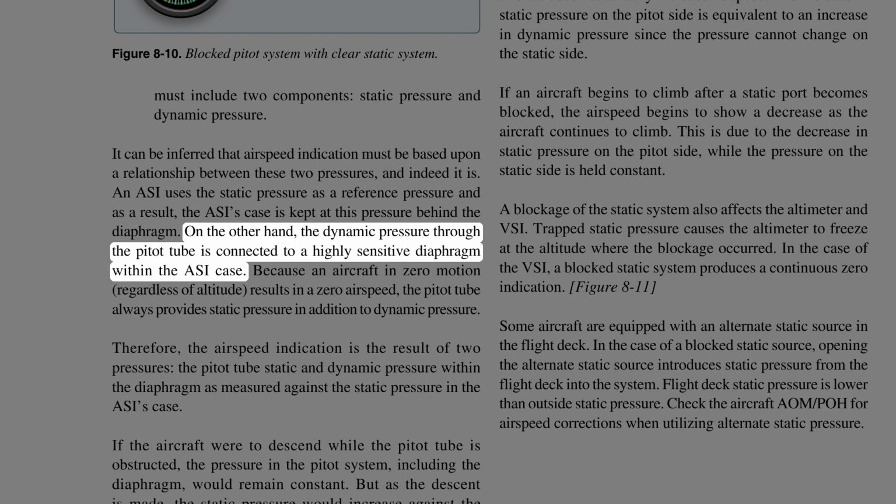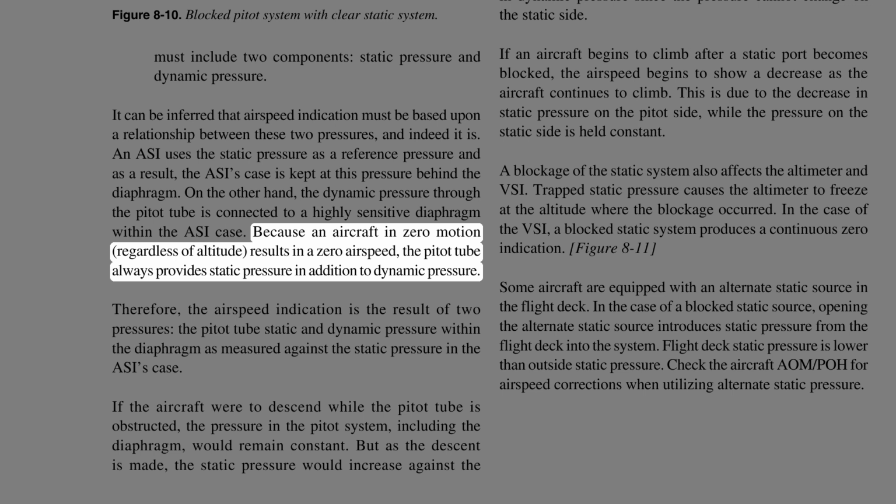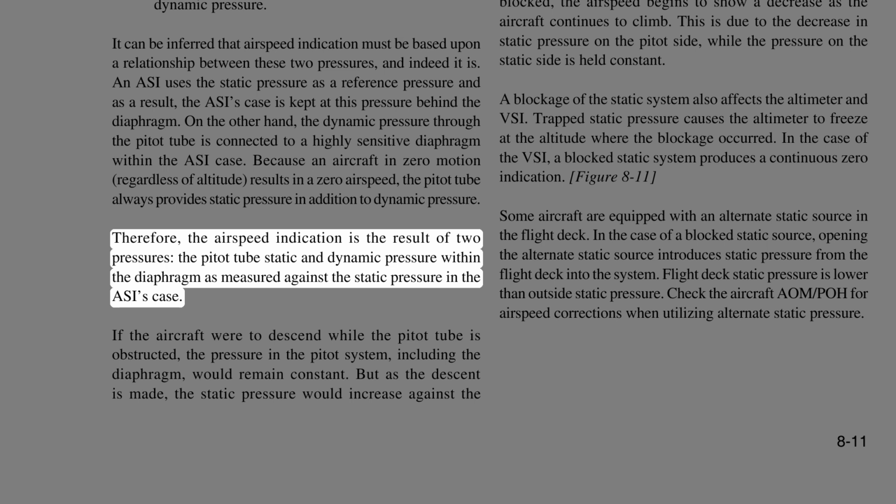On the other hand, the dynamic pressure through the pitot tube is connected to a highly sensitive diaphragm within the ASI case. Because an aircraft in 0 motion, regardless of altitude, results in a 0 airspeed, the pitot tube always provides static pressure in addition to dynamic pressure. Therefore, the airspeed indication is the result of two pressures. The pitot tube's static and dynamic pressure within the diaphragm is measured against the static pressure in the ASI's case.